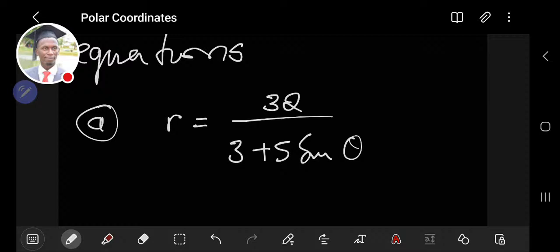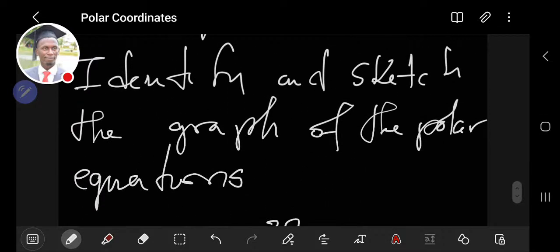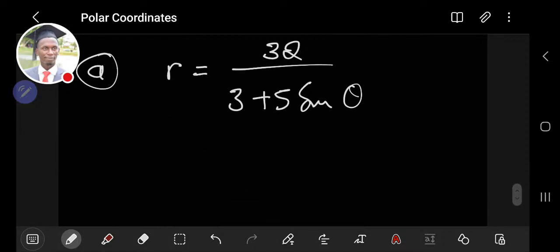Okay, so let's proceed. Let's say we have an example like this one. The question is saying, identify the conic section and then sketch it. In this case, we only have to compare it. First and foremost, look at this, they're using sine. Because they're using sine, when it comes to sketching it, you know it will open up or down. But what shape are we dealing with?